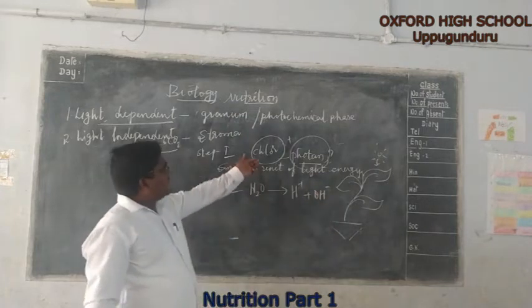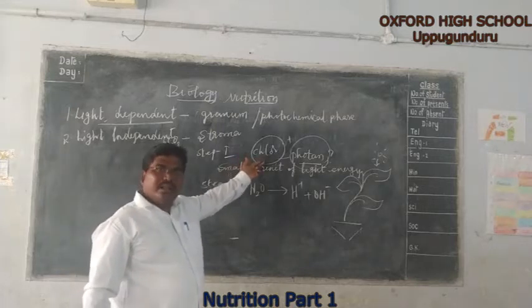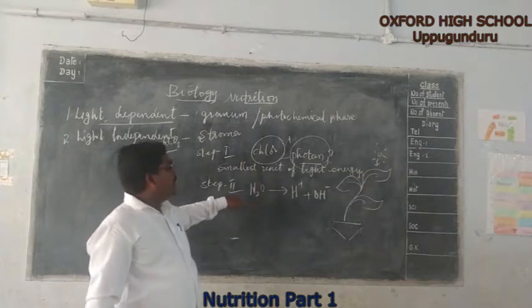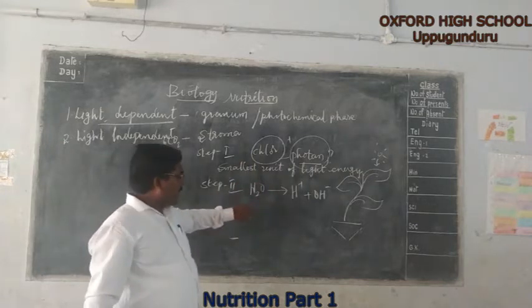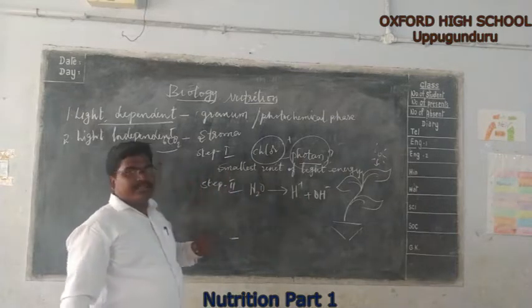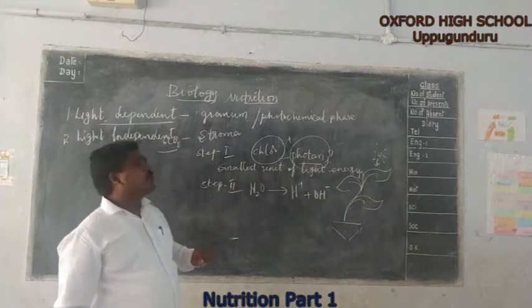So, the light energy absorbed by the chlorophyll is useful for the splitting of water molecule into two component ions, hydrogen and hydroxide, H plus and OH minus ions. This reaction is also known as photolysis.